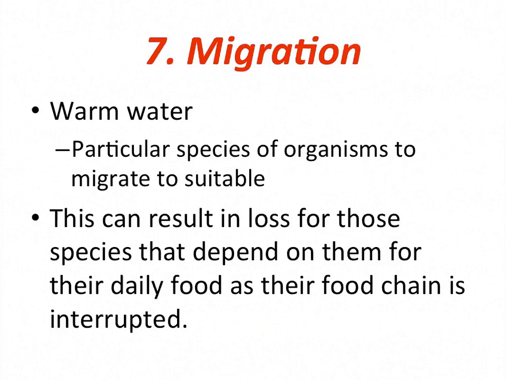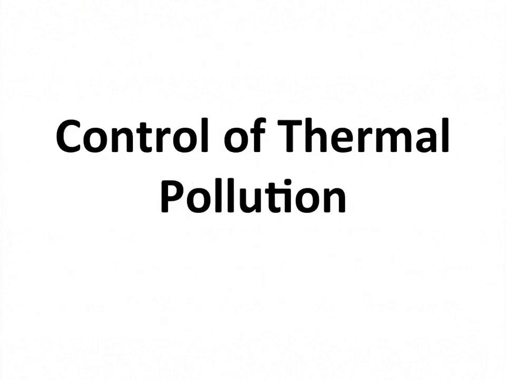And this can only result in the loss of those species that depend on them for their daily food, as their food chain is entirely interrupted. So what could be the control measures?